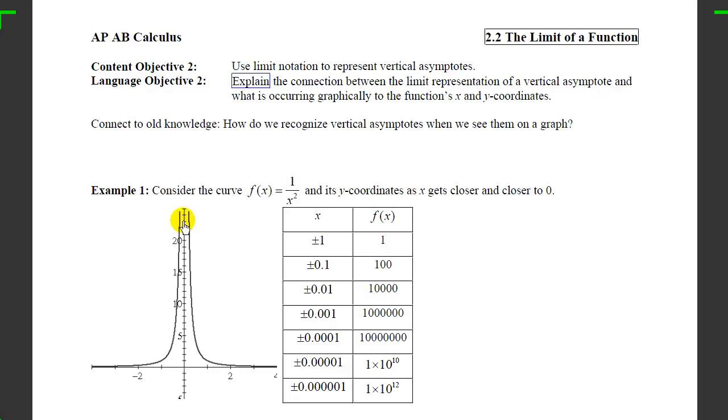On our table of data, we can see that if we start to the left or right, say at 1, and get increasingly closer to 0, the outputs of the function are getting larger and larger. So this is a numerical representation of a vertical asymptote. We also have a graphical representation of a vertical asymptote. We are also going to need an analytical or algebraic representation of an asymptote, and this is where the calculus comes into play.